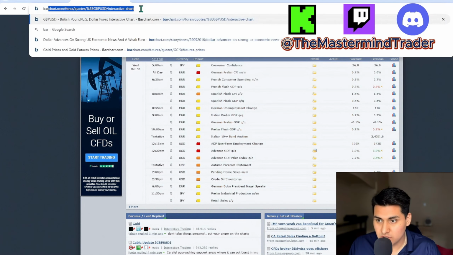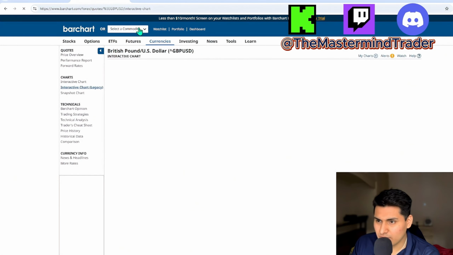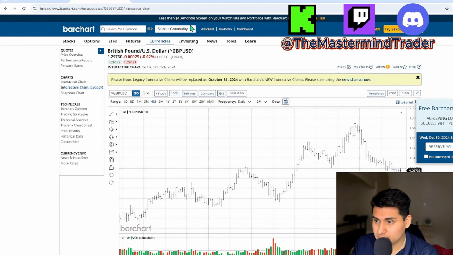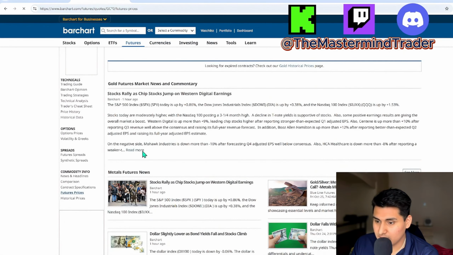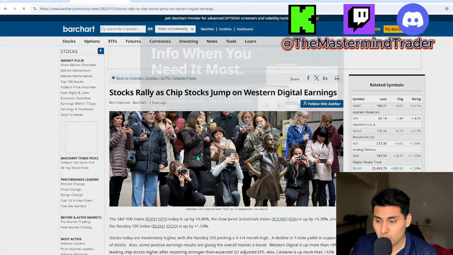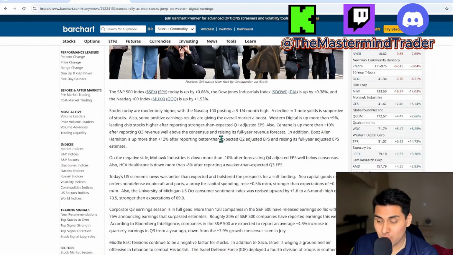The other one is called Bar Chart. Bar Chart is pretty good for fundamental analysis as well. So for instance, you can select commodities, Forex, ETFs, stocks, futures, whatever you're trading. If I was trading gold, then I will go here and look for metals or gold. And then it gives you a good insight as to how gold is performing, not necessarily gold itself, but how the US market is performing, because as you know, gold is based on the US dollar. So it just gives you an overall picture of how the US market is performing.